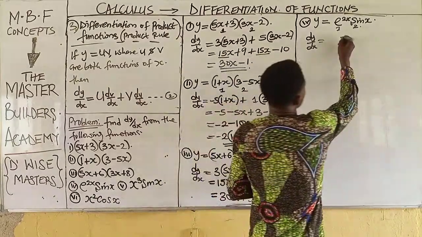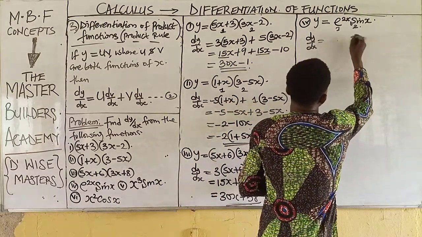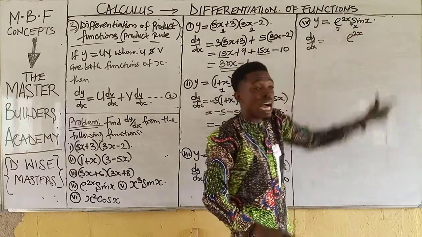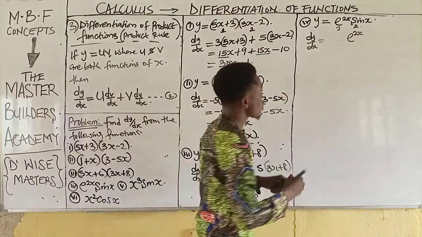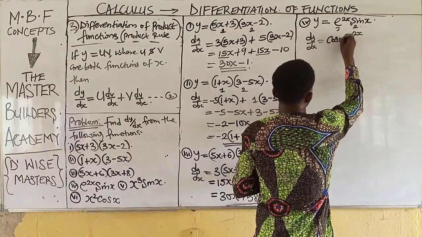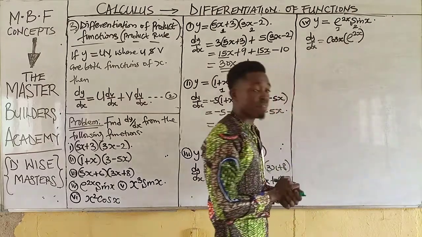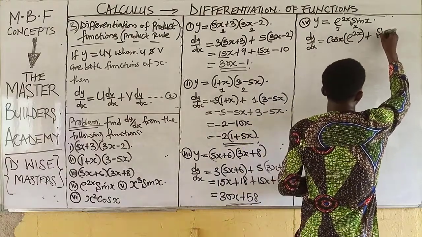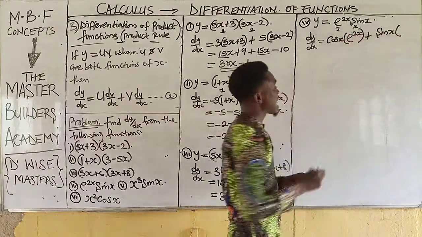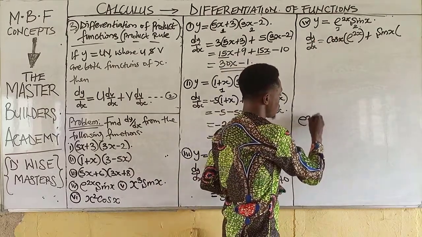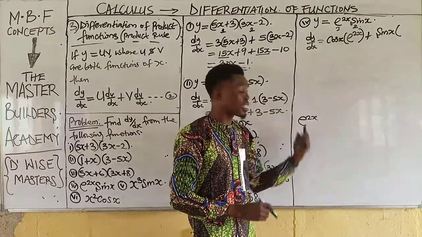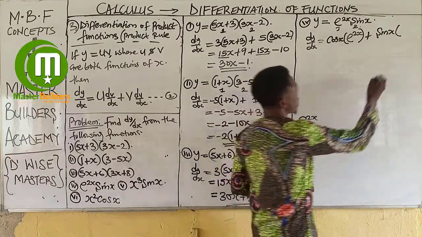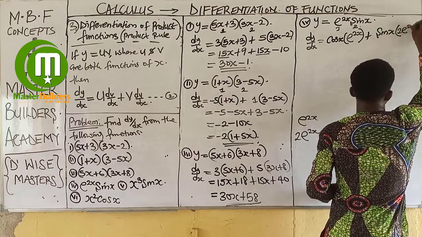Now, this first function here is exponent 2x. When I differentiate the second function, when I differentiate sine x, we will have cos x. We have cos x multiplied by the first function. Then plus, pull down the second function, which is sine x. Now multiply by the derivative of the first function, which is exponent 2x. Now when I differentiate exponential 2x, all we simply have is 2 exponential 2x. Then we have this as 2 exponential 2x.